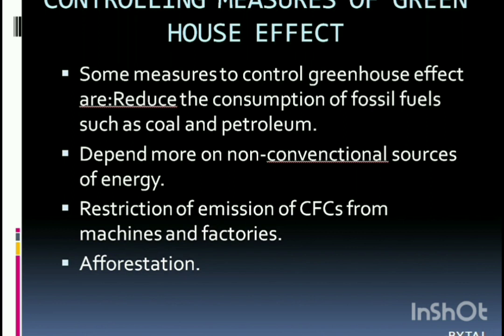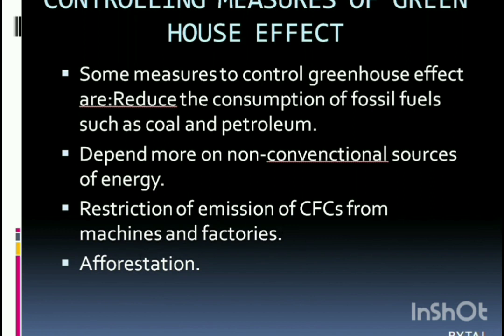Coming to the controlling measures of the greenhouse effect. Some measures to control the greenhouse effect are: reduce the consumption of fossil fuels such as coal and petroleum. So the fossil fuels we are using, we have to reduce, and depend more on non-conventional sources of energy. Those are the energies we have to use to control the effect of the greenhouse gases. And restrict the emission of CFCs, chlorofluorocarbons, from machines and factories.